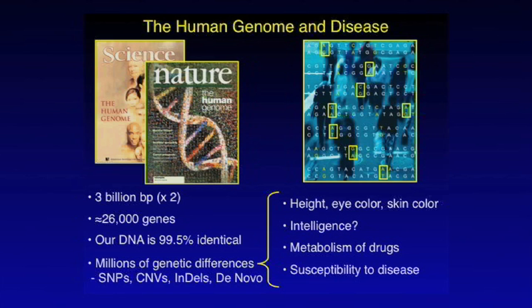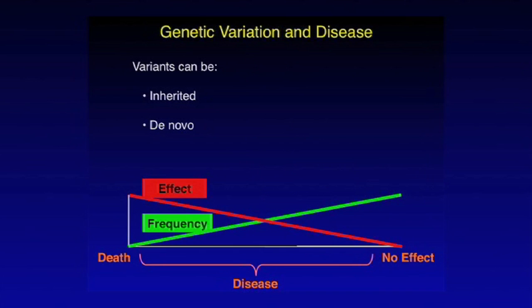Metabolism of drugs, the way that we metabolize drugs, is somewhat genetic. And certainly susceptibility to disease has some genetic component, as I suggested. So let's think about this relationship between genetic variation and disease.